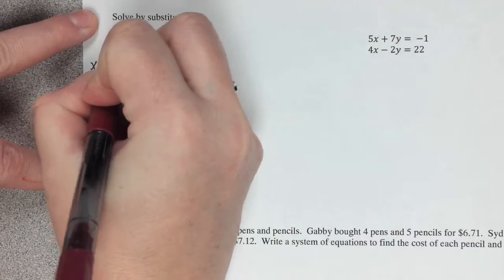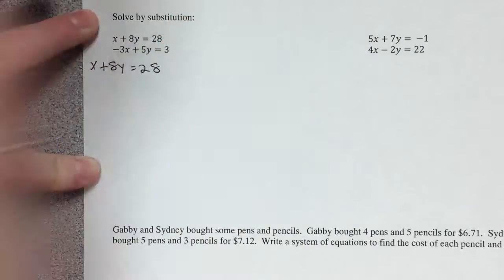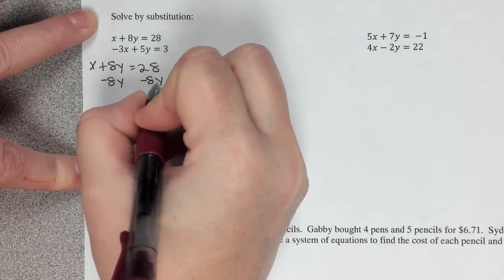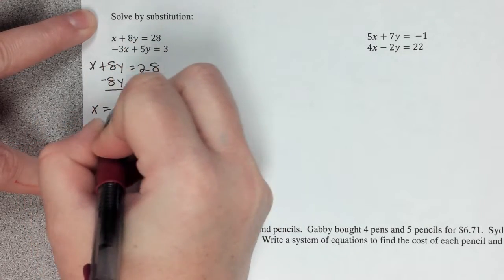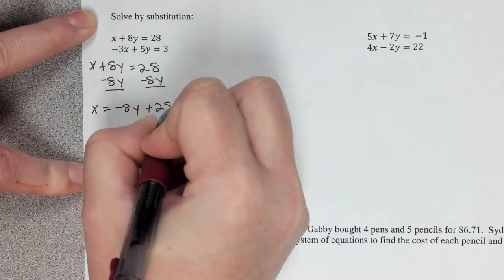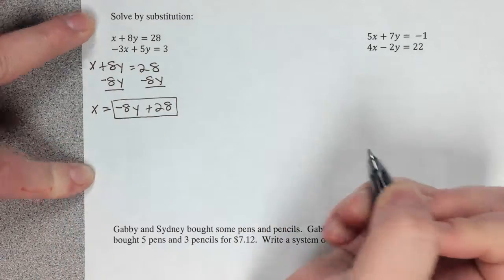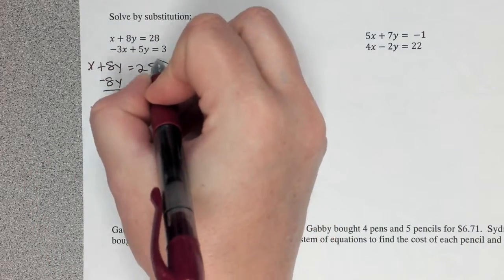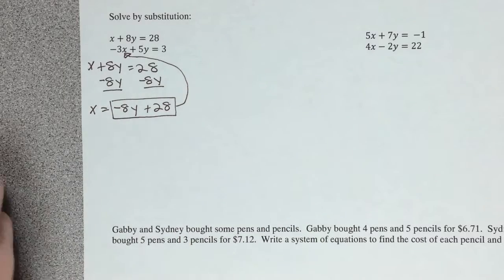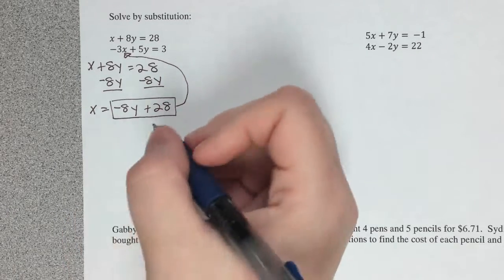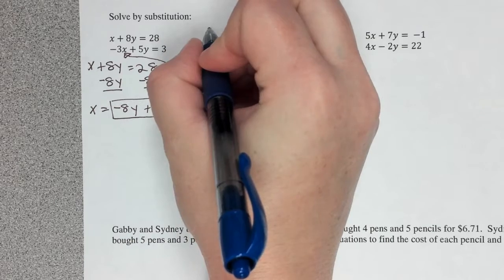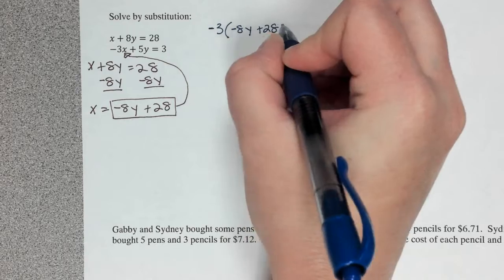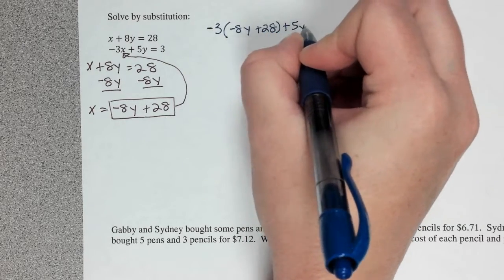I have x plus 8y is equal to 28. So I'm going to subtract 8y from both sides. So x equals negative 8y plus 28. Here is Jack. Okay, remember, Jack in the box. Jack is going to go in for my x in my other equation, right there. So when I start solving this, I get negative 3 times negative 8y plus 28 plus 5y is equal to 3.